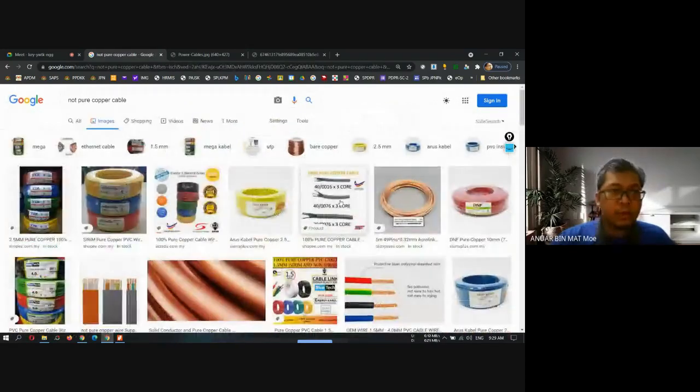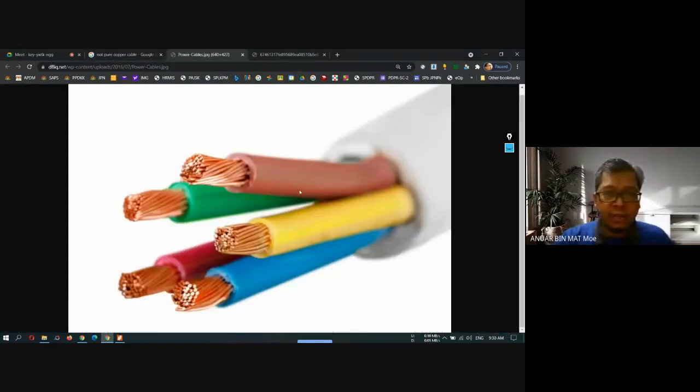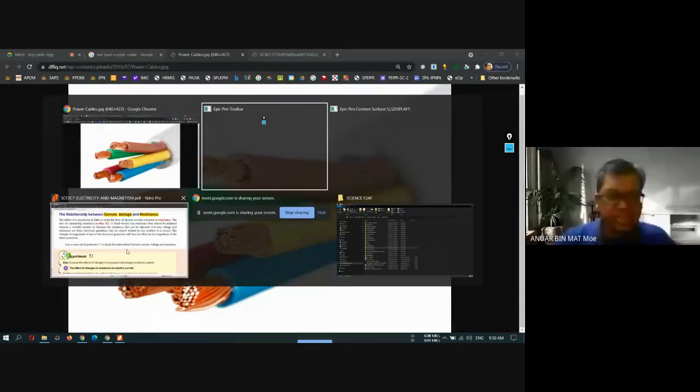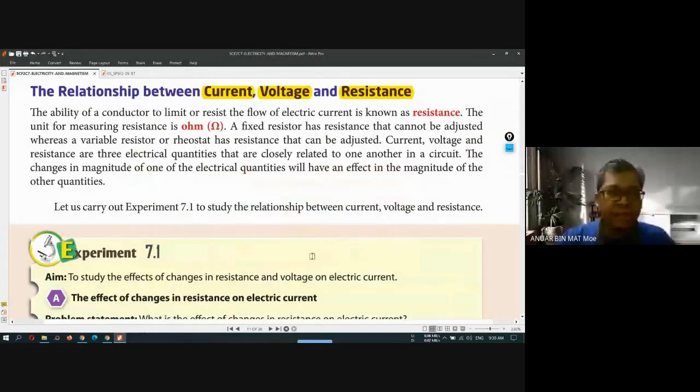Okay, never mind. Can you understand this? Most of the small electrical, like at your home, use copper. But if the electricity is very big, you must use iron, because iron is cheaper than copper. But if you want better quality, you must use copper because it has less resistance. Okay, very good.